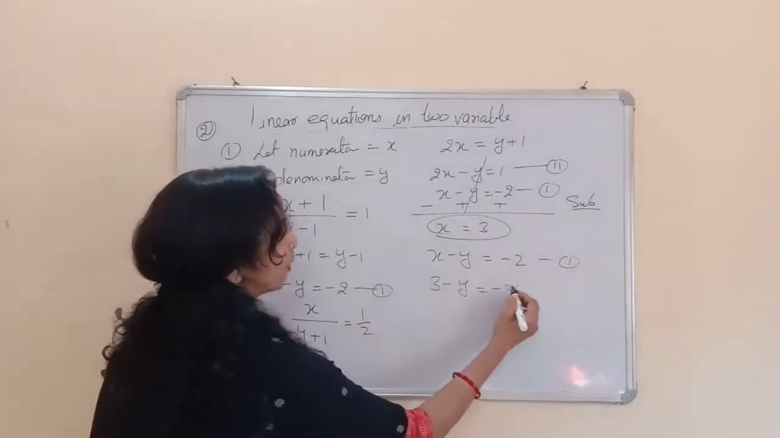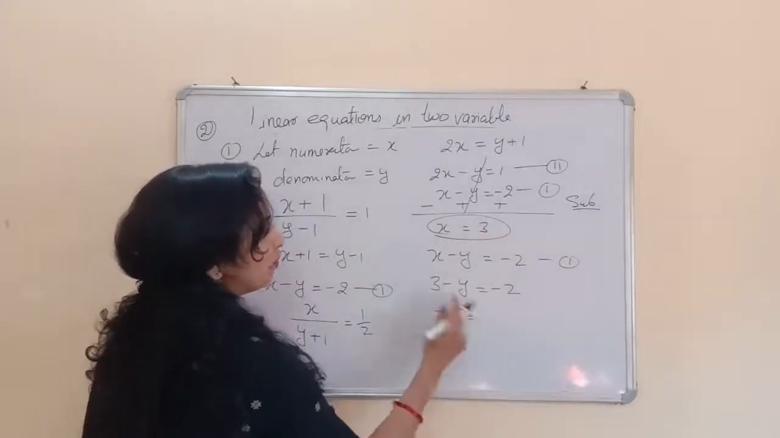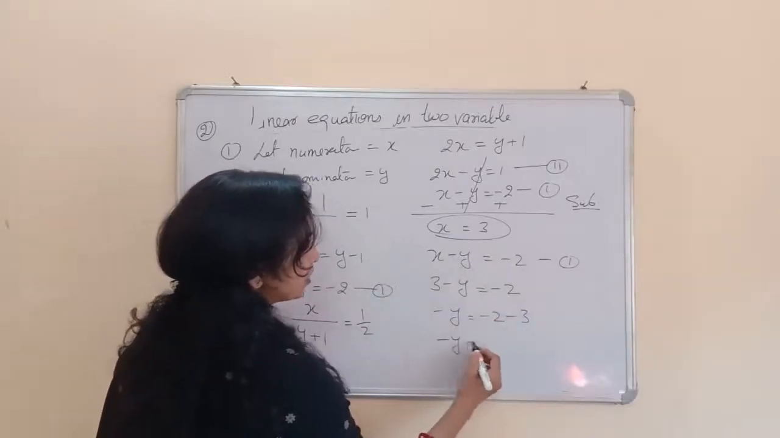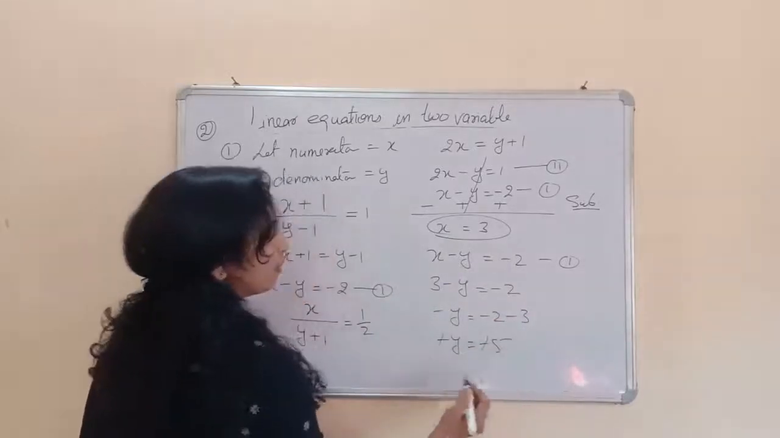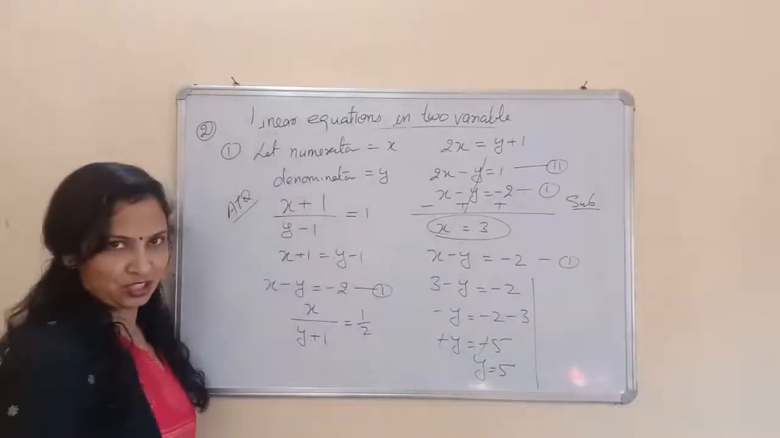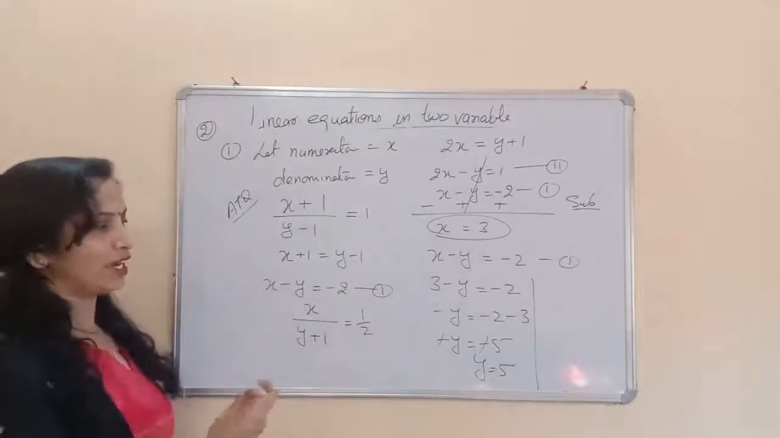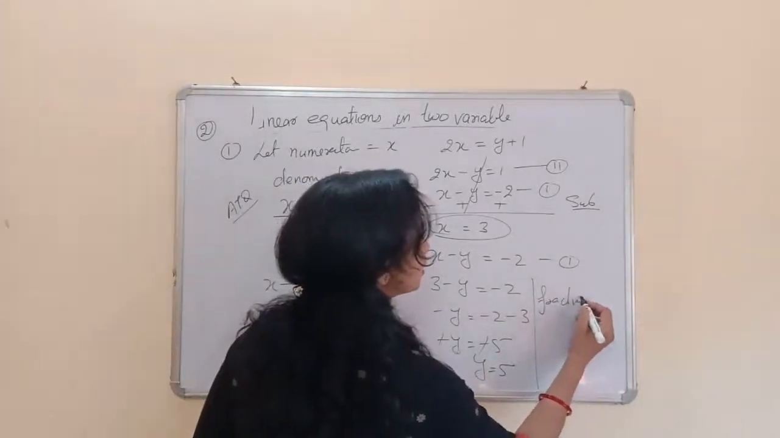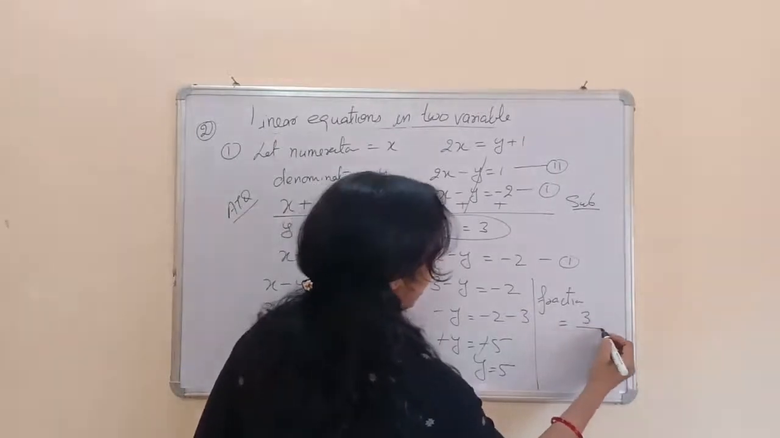Minus 5 is equal to minus 2. The 3 will go towards the RHS and the sign will change. Then minus will cancel out with minus, and y is equal to 5. Since this is a fraction where x is the numerator and y is the denominator, we can see the required fraction is x upon y.